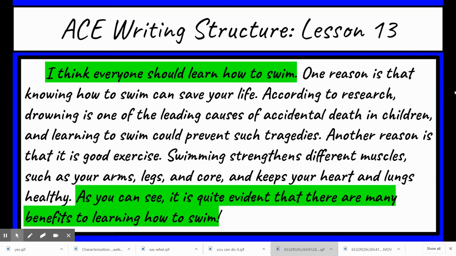So, this is what we should have come up with. We identified our claim, our A. I think everyone should learn how to swim. Then our bottom piece of bread is where we restate our claim in fresh words as a concluding sentence. And I started with, as you can see, and then I restated my claim.